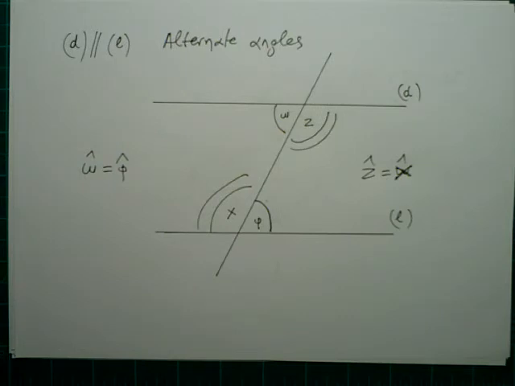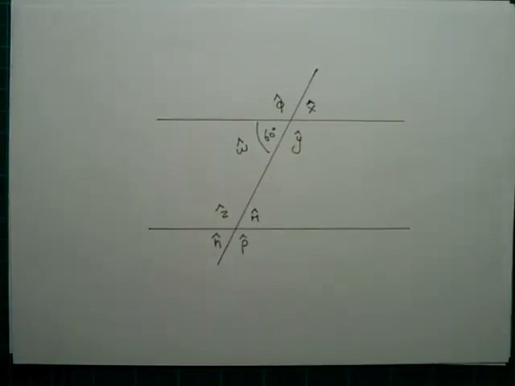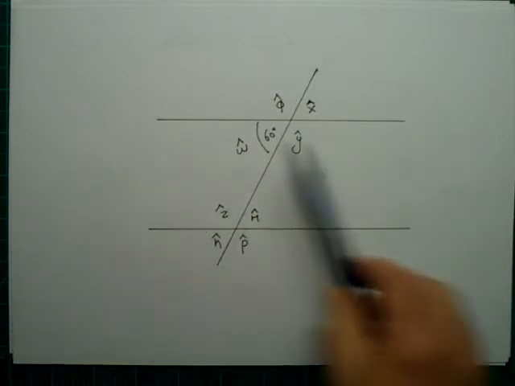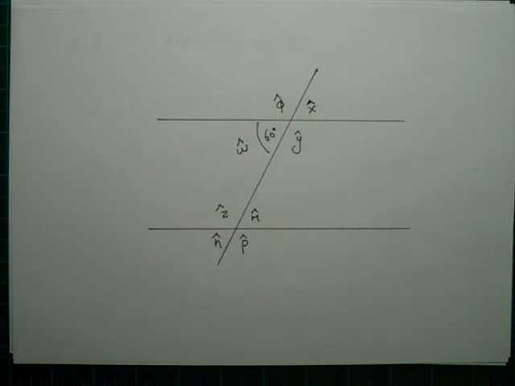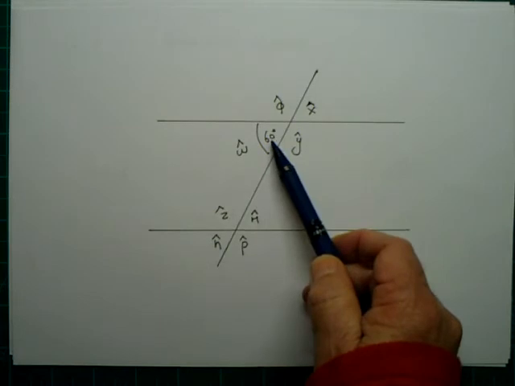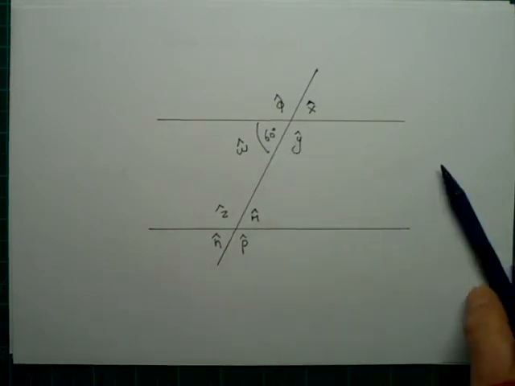Now, let's get to an exercise. Here we have two parallel lines, this and this line, and a line crossing them. Well, try to determine all the angles here by justifying your answer. This angle omega is 60 degrees and is given here. Okay, pause the video again.